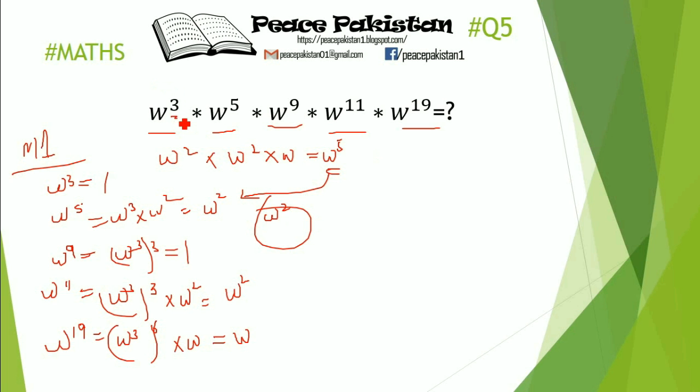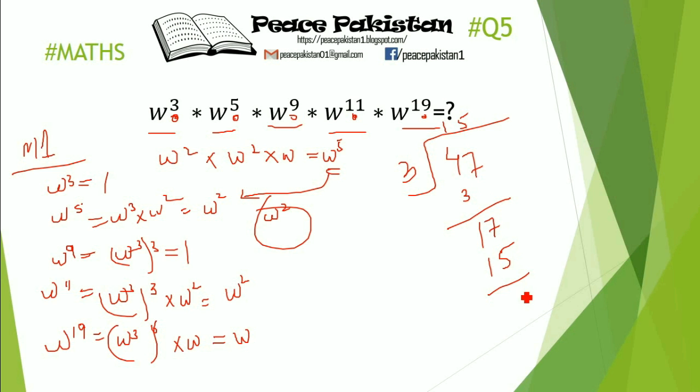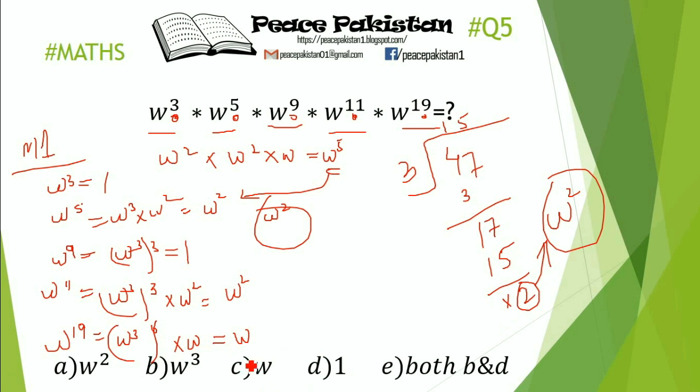Now there is an alternate method: add the powers 3, 5, 9, 11 and 19. Adding these powers, we get 47. Now divide by 3: 3 ones are 3, we get 1 over here, and 3 fives are 15, so we are left with 2. This remainder is our power, and we get the answer. And now we will see the option.